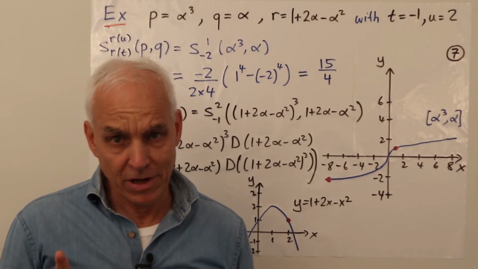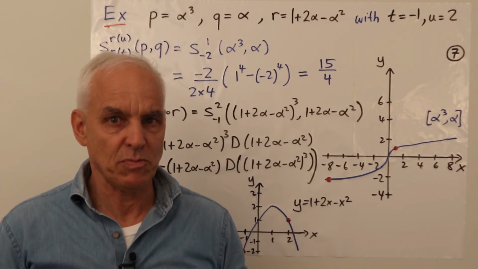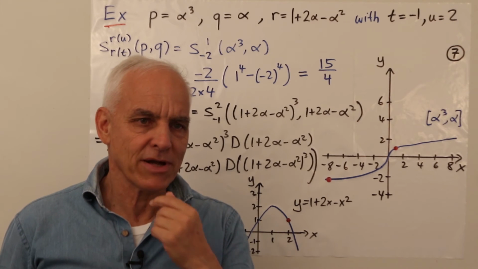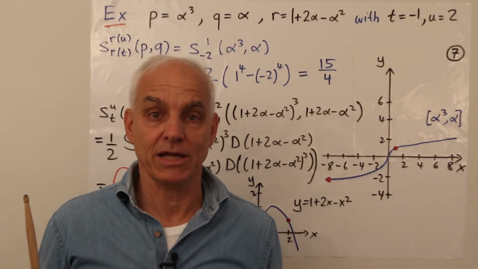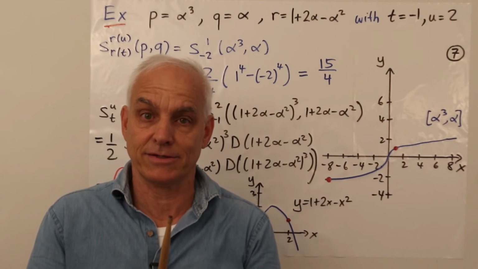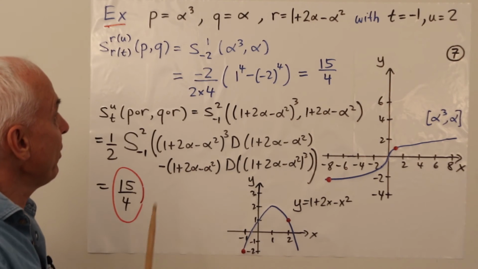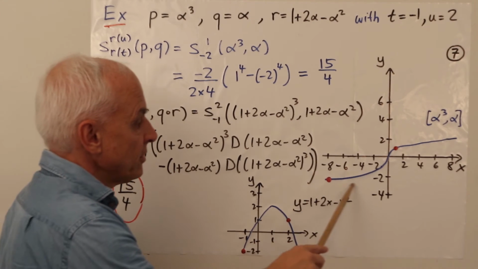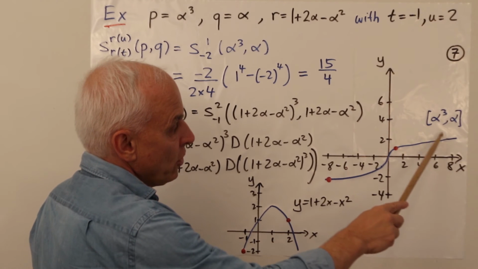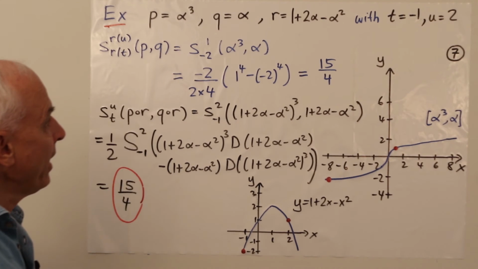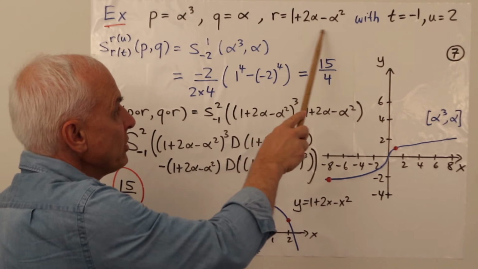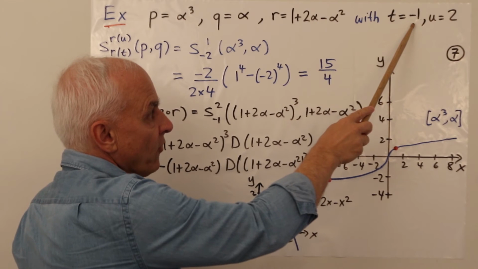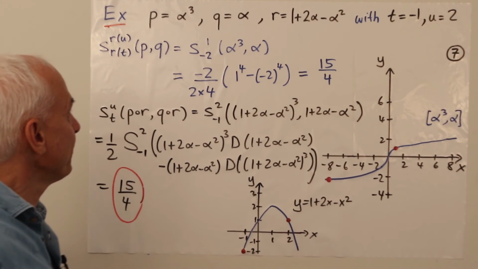And now with our last example, I want to show you a phenomenon that goes beyond the bounds of the previous ones and suggests to us that maybe we need to think more flexibly about what a curve actually is. So here the example is p equals alpha cubed and q equals alpha. That's relatively simple, just this cubic curve, alpha cubed, alpha. And we're going to compose it with 1 plus t alpha minus alpha squared from the bounds t equals minus 1 to u equals 2.